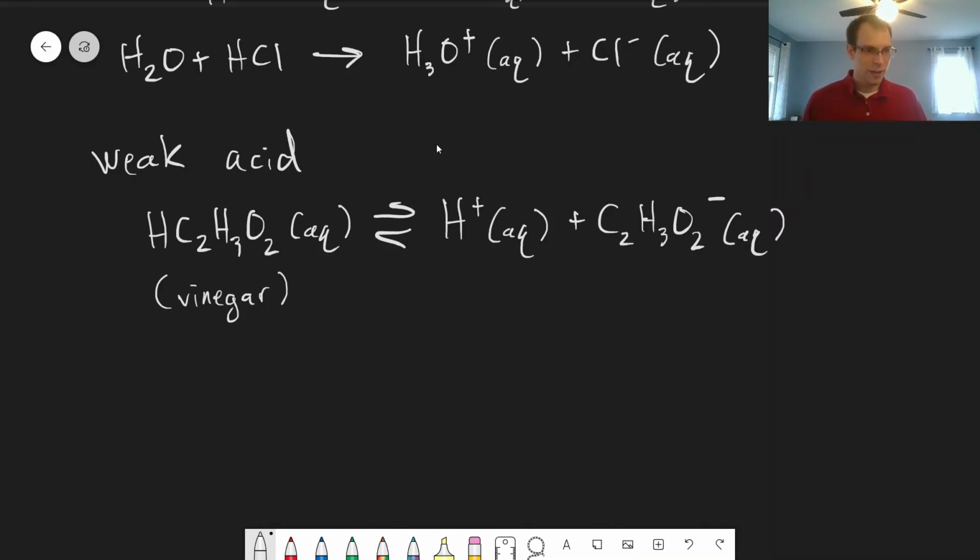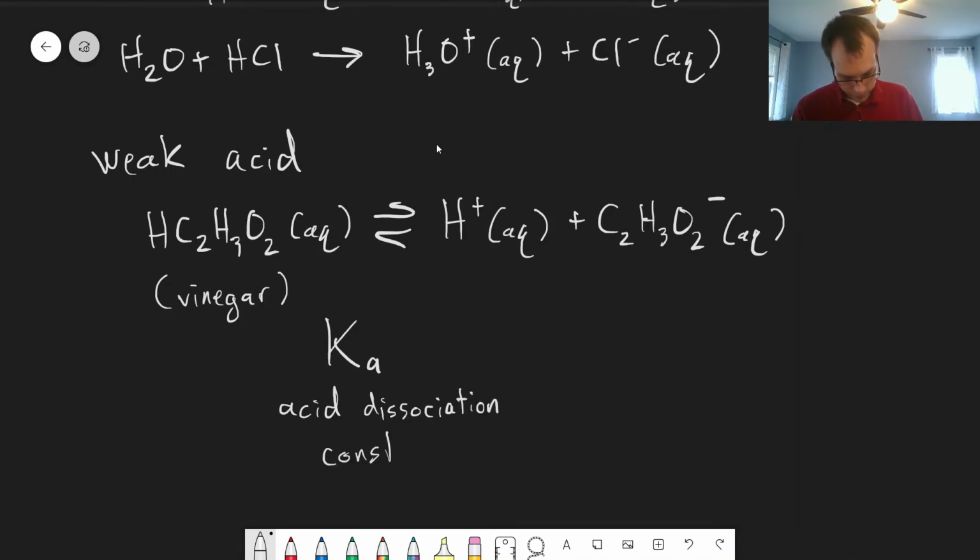The way we keep track of this is, this is a chemical reaction. We can write an equilibrium constant for this reaction here. We give this equilibrium constant a special name. We call it Ka. This stands for the acid dissociation constant, because it is an equilibrium constant for the acid dissociating. And this is what we're trying to find about our unknown acid in this experiment.